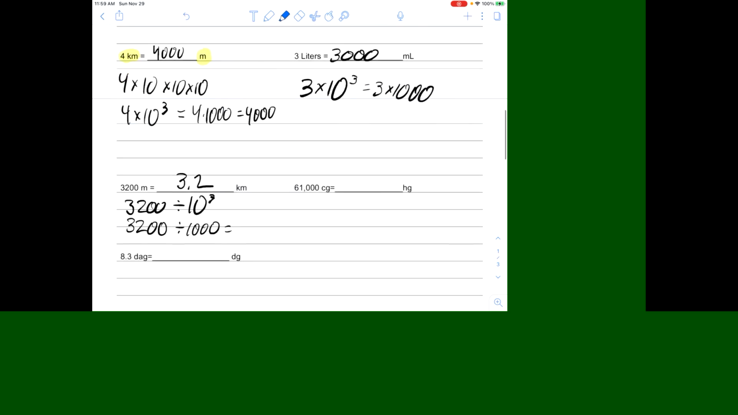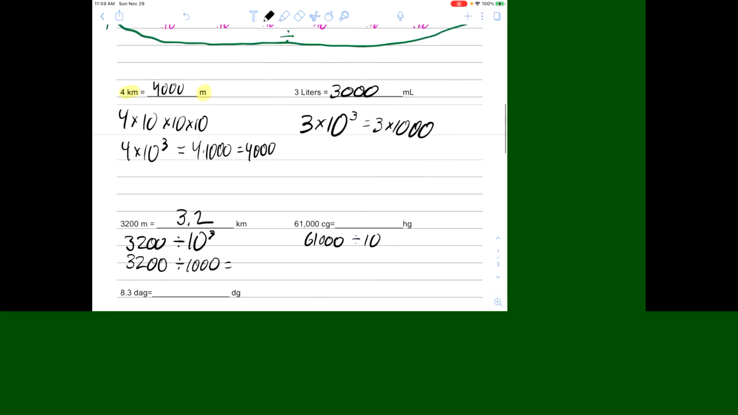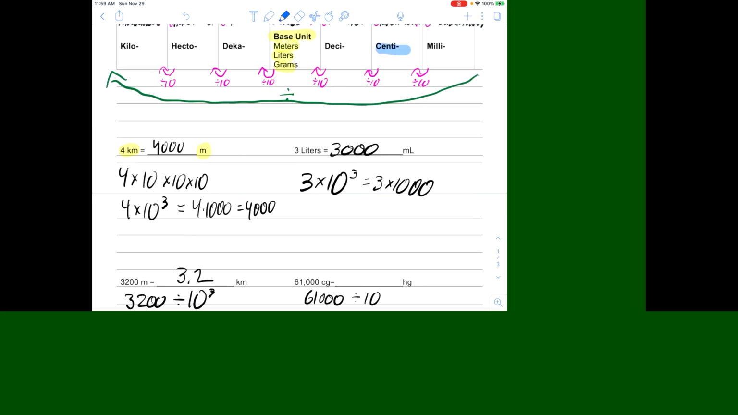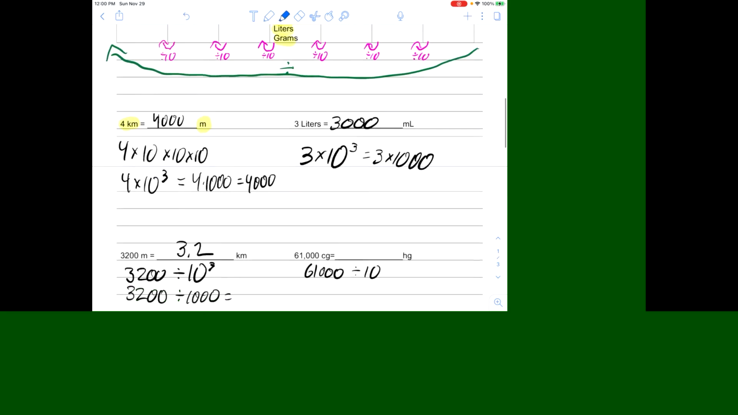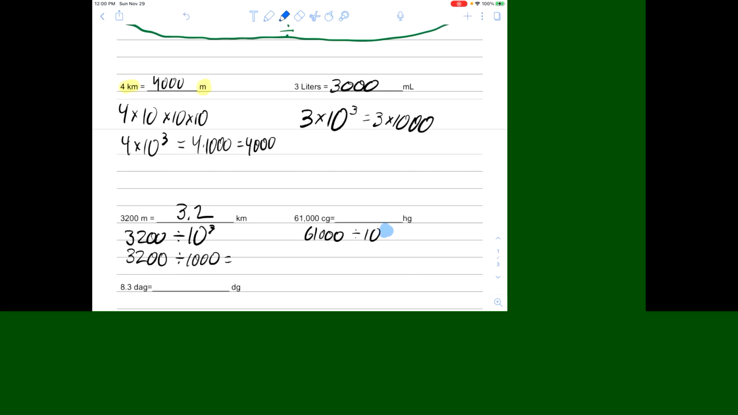So the first thing I'm going to say is, okay, I have 61,000. I know I'm dividing. I know it's by 10. So the next thing I want to do is figure out how many steps that was. 1, 2, 3, 4. It was 4 steps to get me from centi to hecto. Okay? So that means that I'm dividing by 10 to the 4th power.